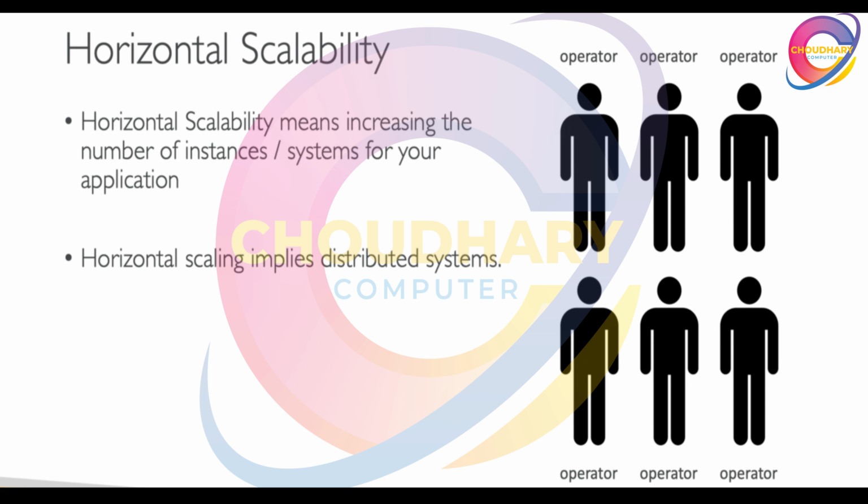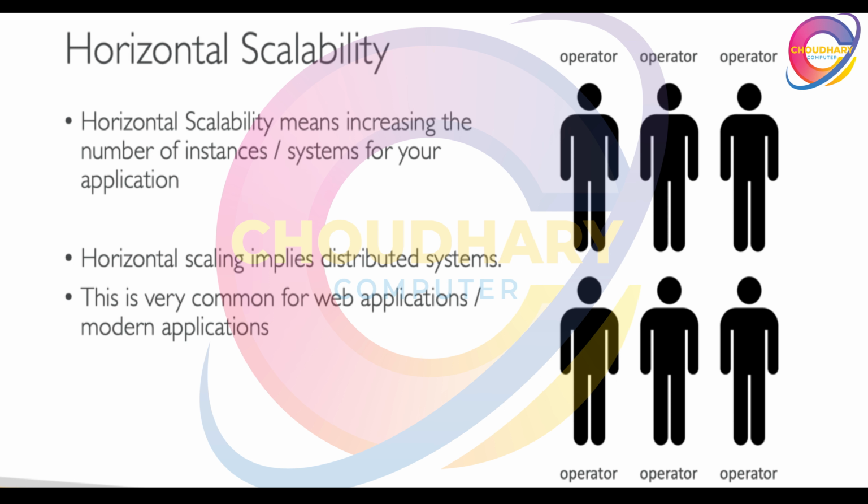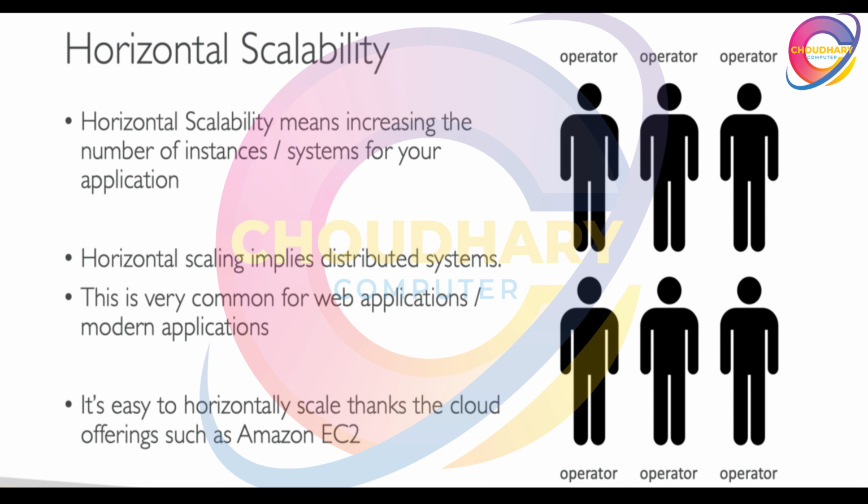So when you have horizontal scaling, that implies you have distributed systems. And this is quite common when you have a web application or a modern application, but remember that not every application can be a distributed system. And I think it's easy nowadays to horizontally scale thanks to the cloud offerings such as Amazon EC2. Because we just right click on the web page and boom, here is a second. All of a sudden we have a new EC2 instance and we can just horizontally scale our application.